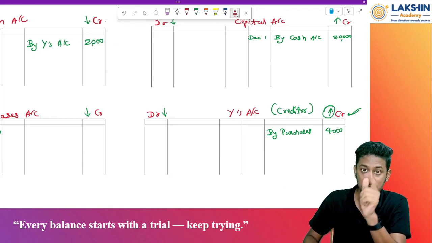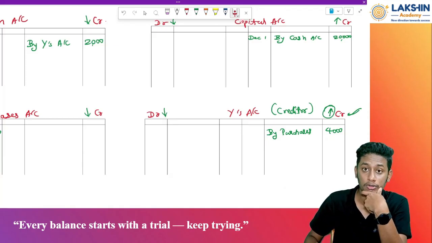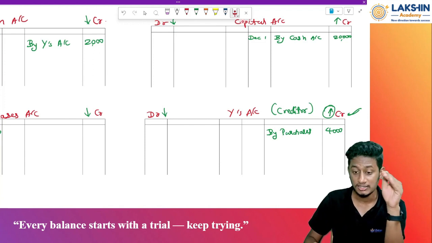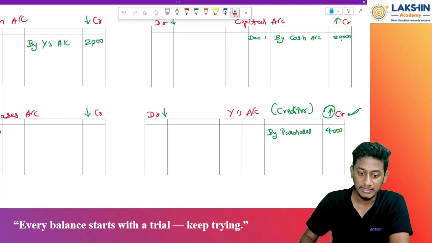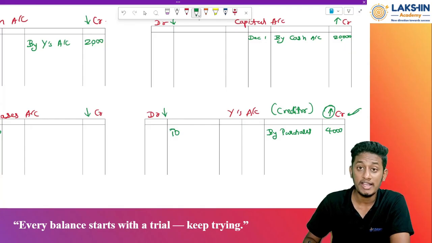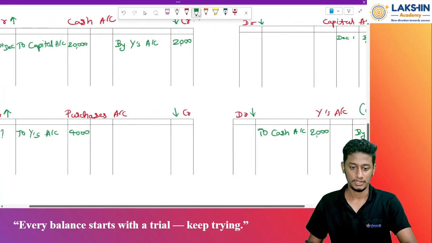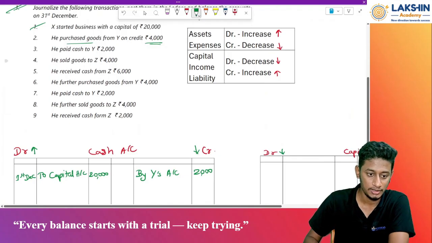Because of this, what to do? His balance is reducing. The creditor's balance in my books of account is reducing. Because of this, whenever there is a reduction in the value of creditors, I will debit the account. So, Y's account. Why is it reducing? Because I have paid him cash, to cash account, rupees 2,000. Okay, this entry is also done. Then next.